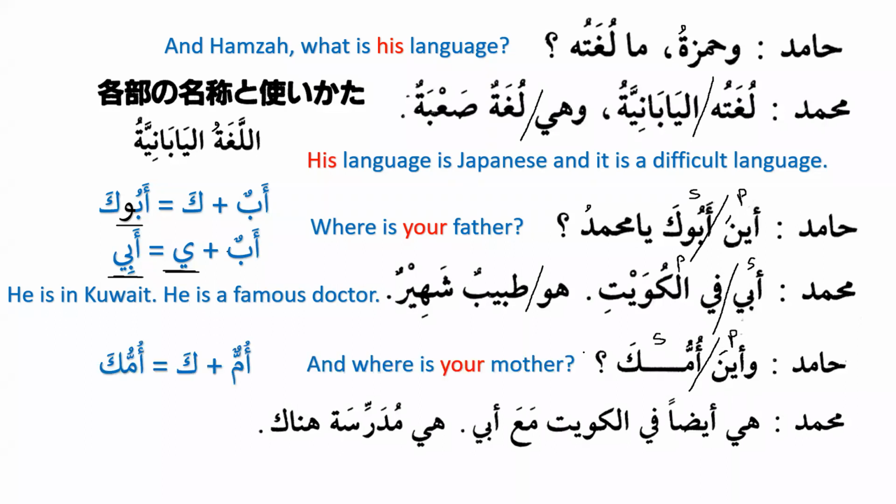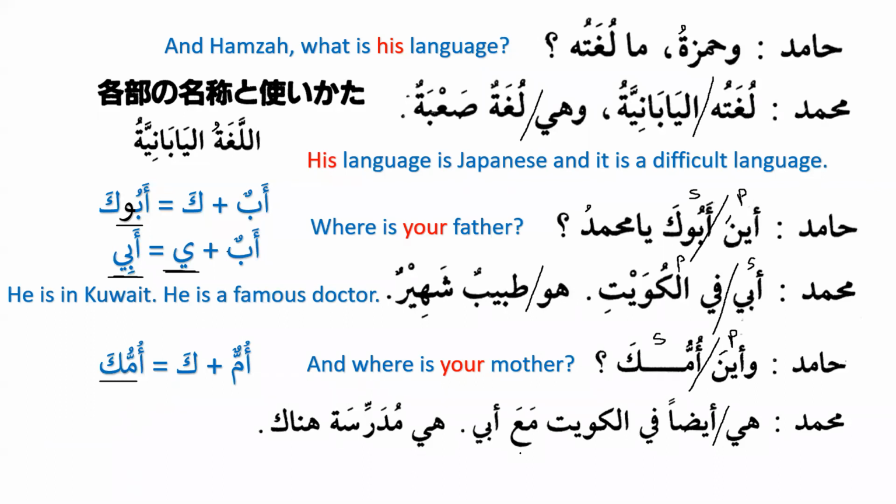Now we can see over here that ummun plus ka means ummuka. When we talk about ummuka, there is no need to add wow to that. Only when we say abuka or abuhu or abuha, only then we have to add wow. But when we say your mother, ummuka, then there is no need to add wow to that. Muhammadun: Hiya aidan fil Kuwaiti. She is also in Kuwait. Ma abi, with my father.